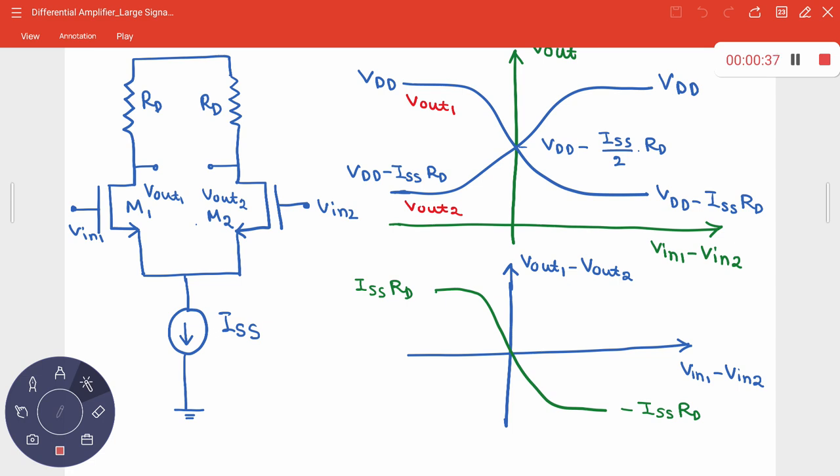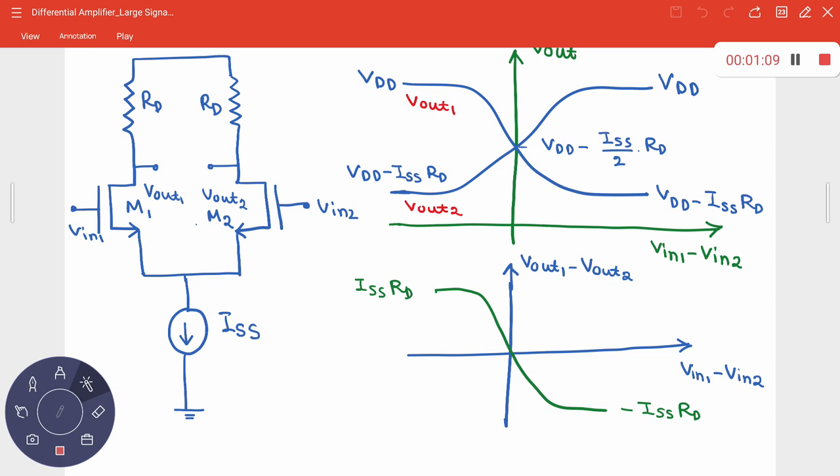So that's why this tail current source was there, and accordingly you have observed the corresponding transfer characteristics, the large signal variation. That means if my VIN1 minus VIN2 varies from extreme negative to extreme positive, right, from say minus infinity to plus infinity, what is the variation of this VOUT1 minus VOUT2? So whenever we talk about a differential pair or differential amplifier, that means my input is also differential. It's not a single VIN1 or VIN2.